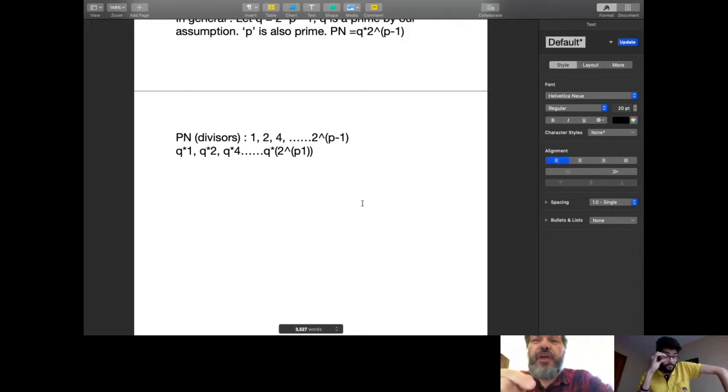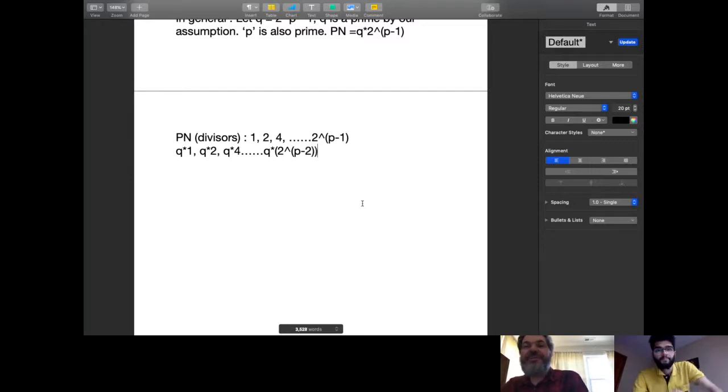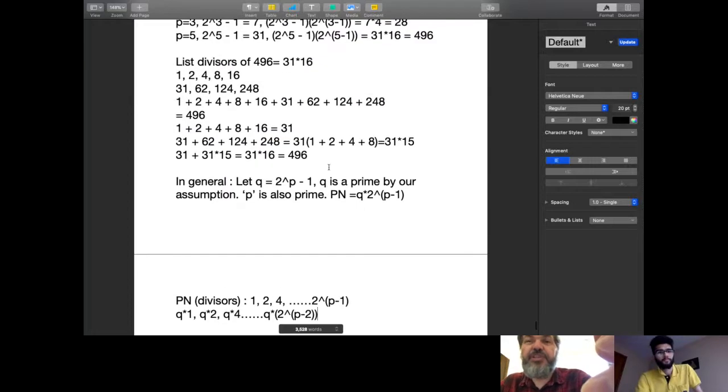So these are q times 1, q times 2, q times 4. But remember, the last number we don't count, because it's our number. So the power of 2 was exactly 2 to the p minus 2, not 2 to the p minus 1. Let's have a look at a few lines above, so that everybody who's watching can see. When I had 31, you took 31 as a common factor, but it was only 31 times 1 plus 2, three lines below.